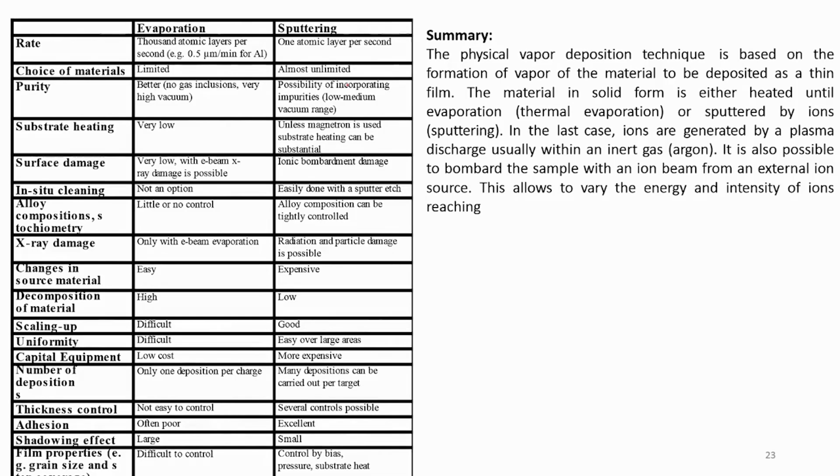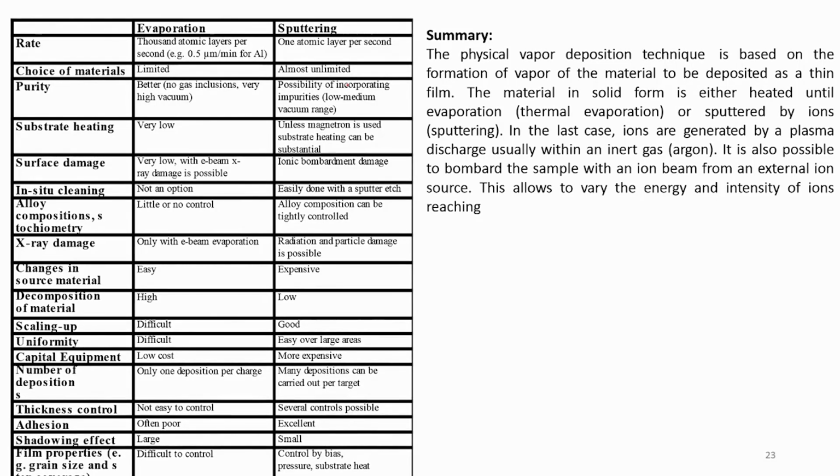When you talk about purity, the purity of evaporation is a little bit better than sputtering, while the substrate heating in evaporation is less. In sputtering, if you use a magnetron, the substrate heating would be less, but if you do not use a magnetron, the substrate heating would be substantial. When we talk about surface damage, ion bombardment damage in sputtering is possible, while in evaporation it is very low, but there is a generation of X-rays. In situ cleaning is possible in sputtering, but not in evaporation.